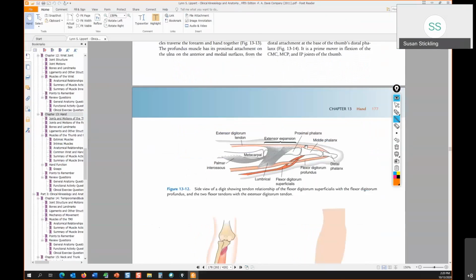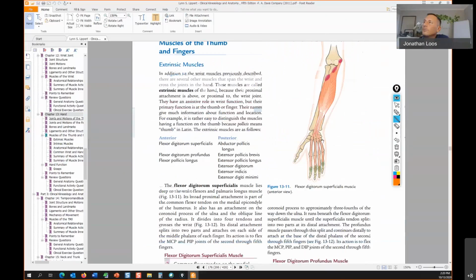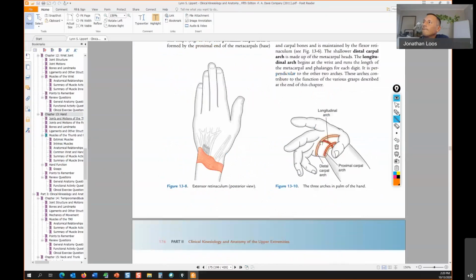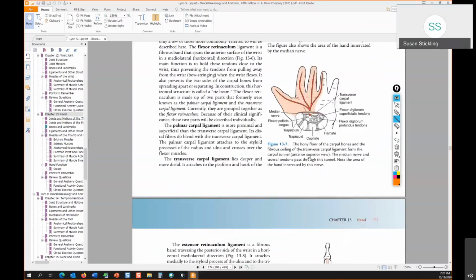How's the adductor? Yeah, flexor pollicis.